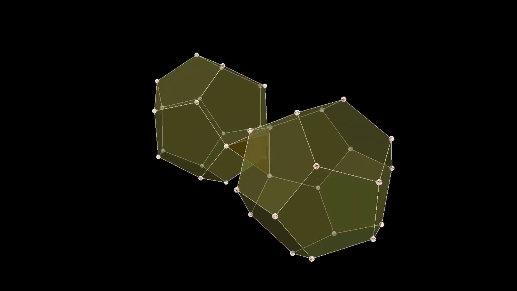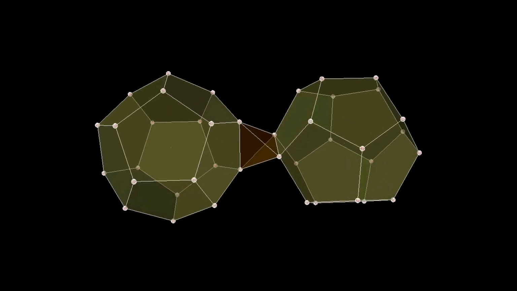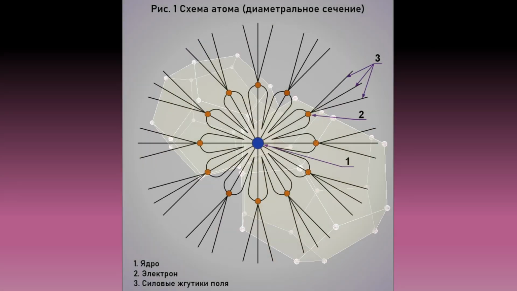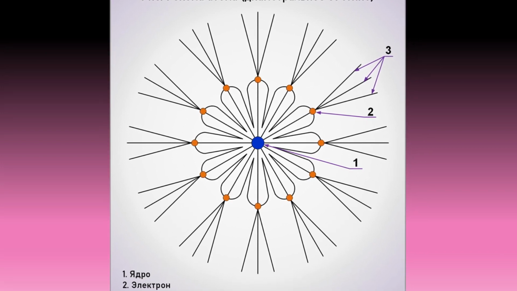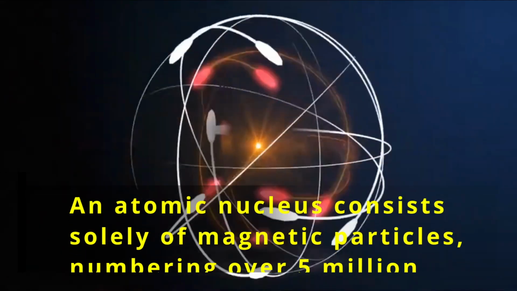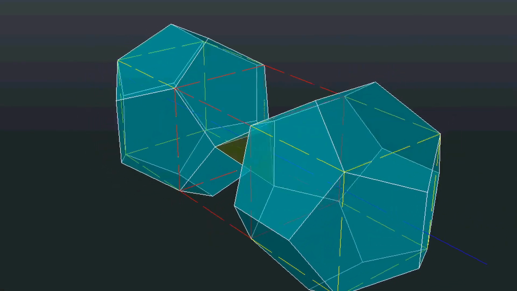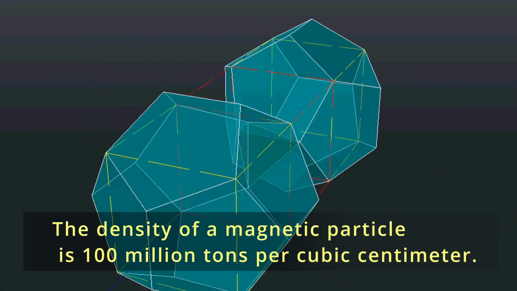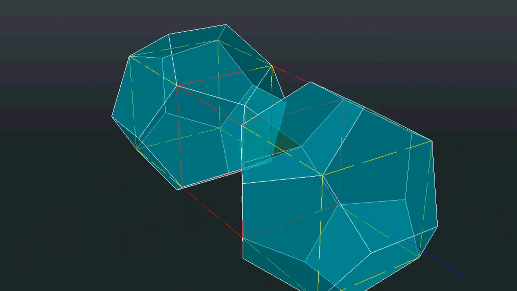The magnetic particle directly participates in matter formation, starting from the creation of electrons and atomic nuclei. For instance, an atomic nucleus consists solely of magnetic particles, numbering over 5 million. The density of a magnetic particle is 100 million tons per cubic centimeter. Unlike electrons, atomic nuclei are indivisible.